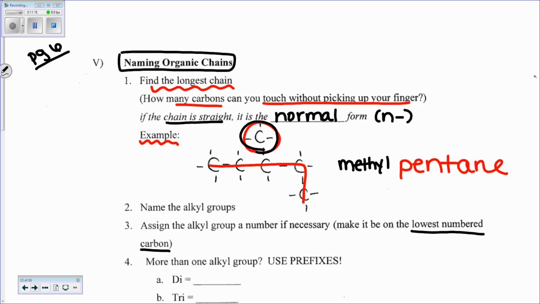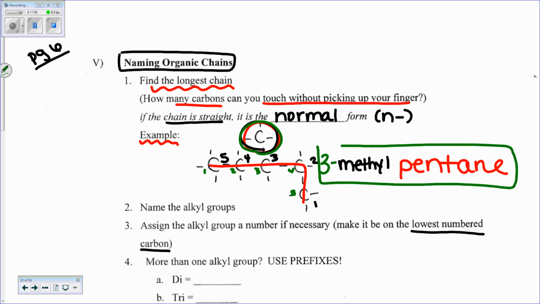So I want to name my chain. I am allowed to start here and go 1, 2, 3, 4, 5. Or I could go the other way and go, let me pick a different color so you can see, 1, 2, 3, 4, 5. In that case, no matter what, both of these are numbered 3. That is on the 3rd carbon. It does not matter what way I number my chain. So I say 3-methylpentane. This is the name of that drawing.